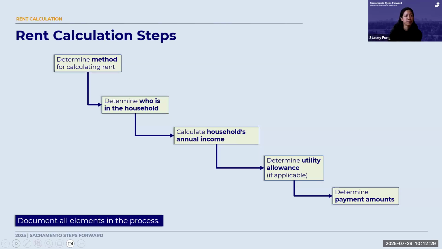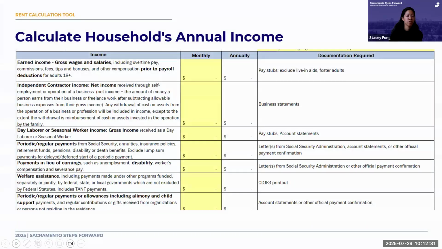Next slide, please. So in this section here, I'm not going to go into the details, just showing you screenshots of the tool and how it functions. So in the first section, you'll have different types of income that you can choose from. And this is where you will input the monthly income and it'll auto calculate the annual amounts.